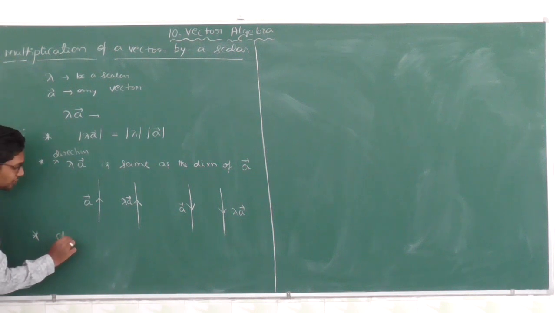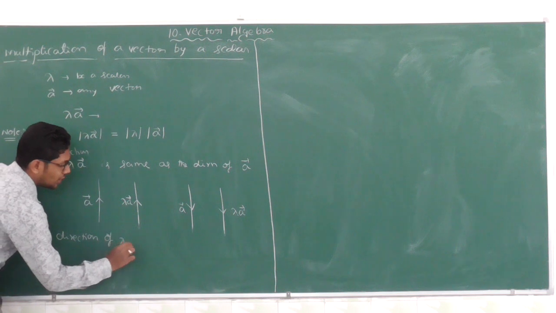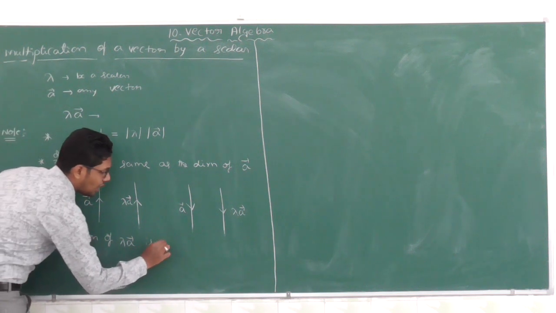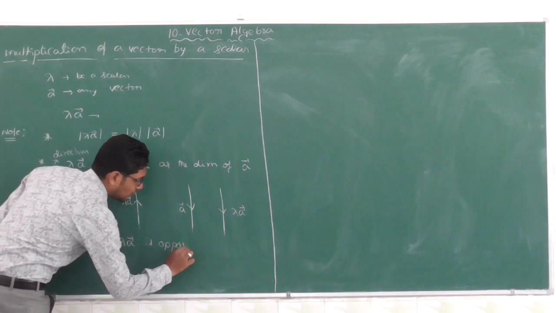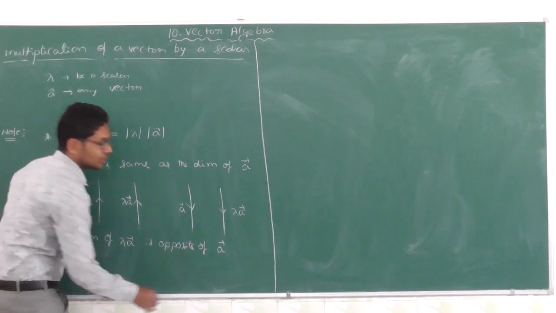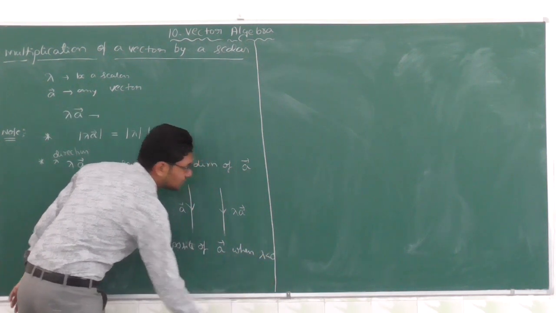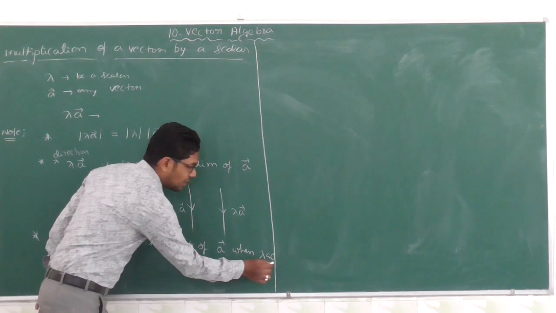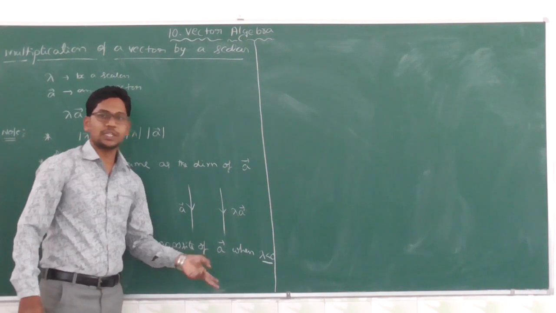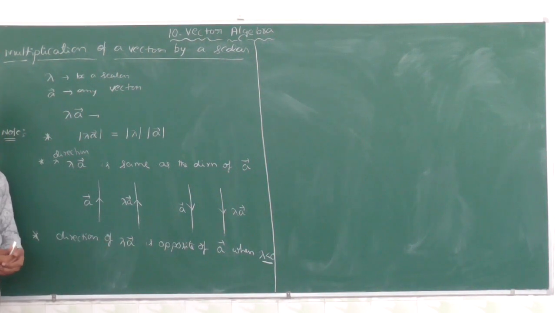Now one more point. The direction of lambda a vector is opposite of a vector when lambda is less than 0. That means what? If the lambda value is less than 0, that means negative, then the direction of lambda a vector is opposite of a vector.